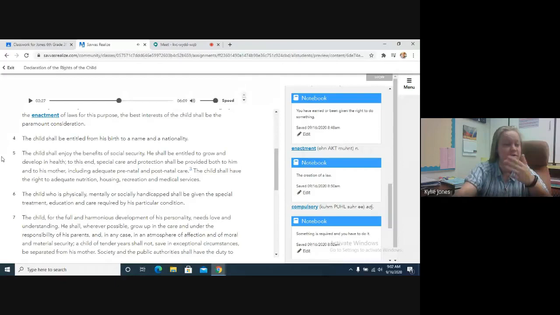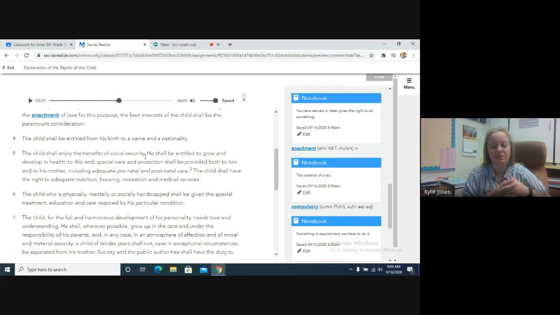Okay, so those ones. Number 4 is just that when a child is born, they get a name and a nationality. So if you're born in the United States, you're given a United States nationality. If you're born in Canada, you get the Canadian one. If you're born in England, you get an English nationality. So it's just where you were born. Number 5, they're enjoying the rights of Social Security. That's just the right to develop well and grow.